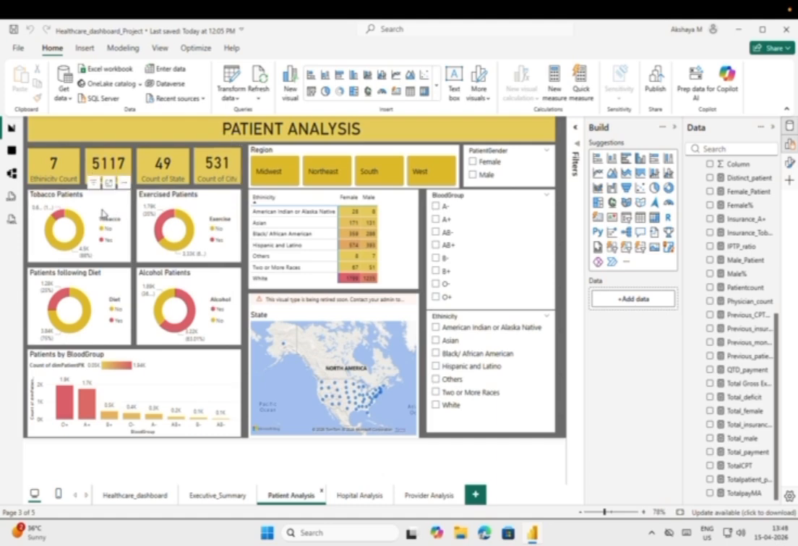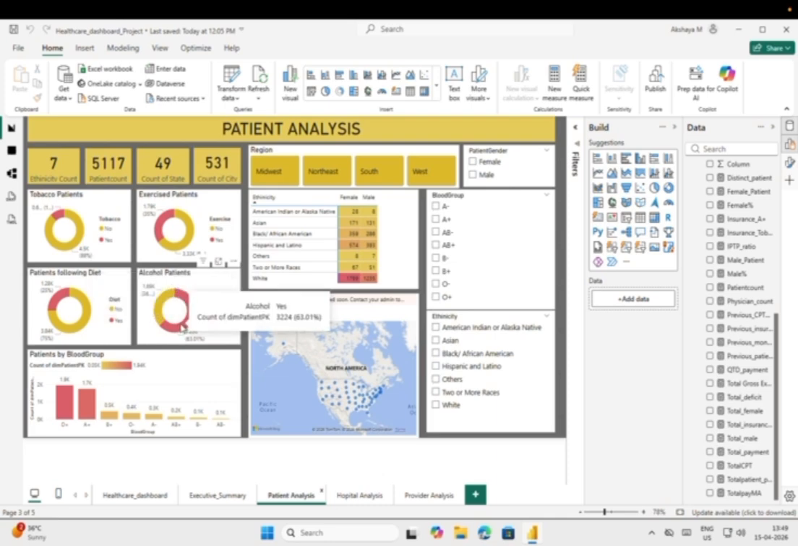Let's see, out of this total 5,117 patients, how many consumed tobacco? It is around 12%, and the remaining 88% did not take tobacco. So how many patients exercised? Around 35% exercised, and the remaining 65% did not exercise. 25% of patients followed a diet when coming into the hospital, and the other 75% did not.